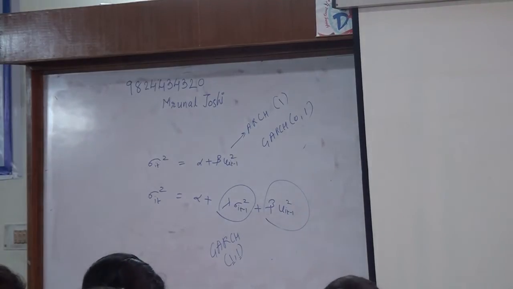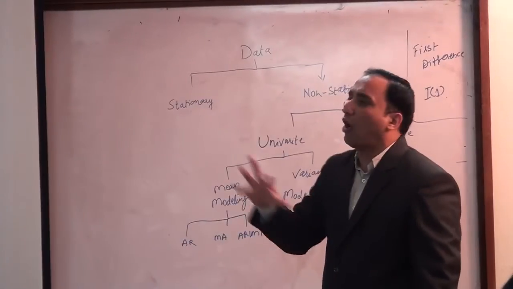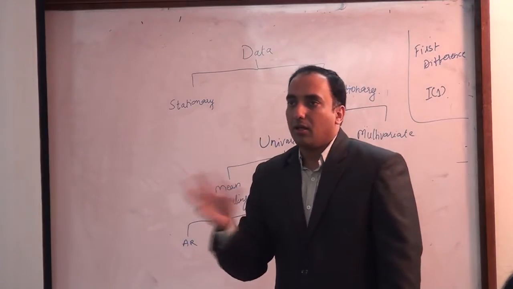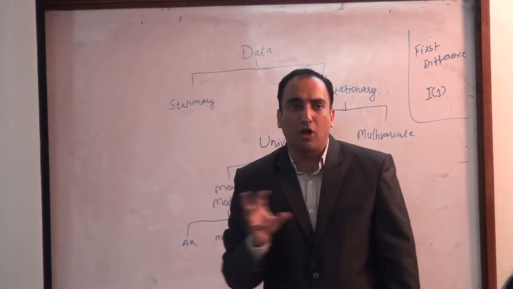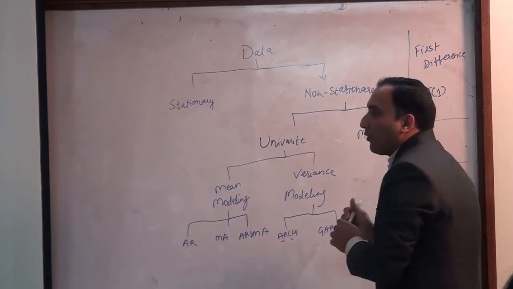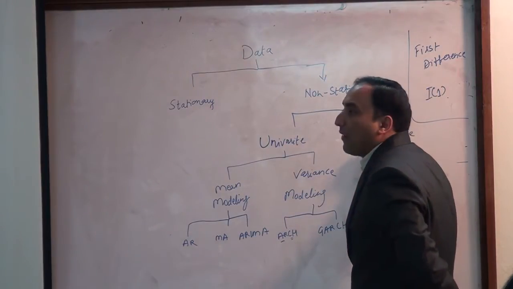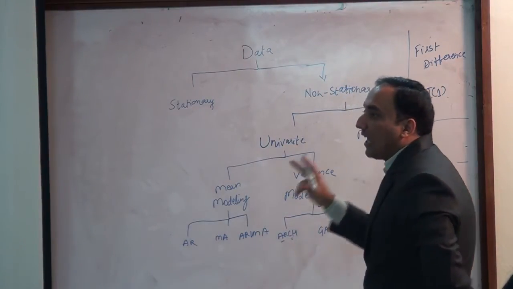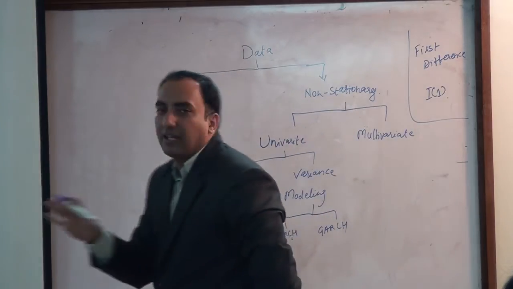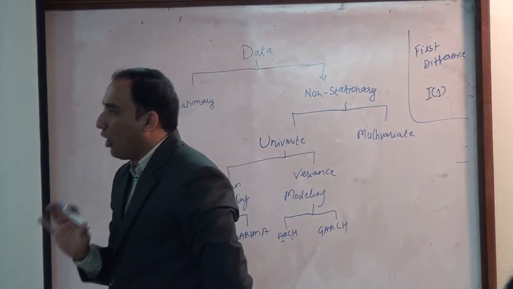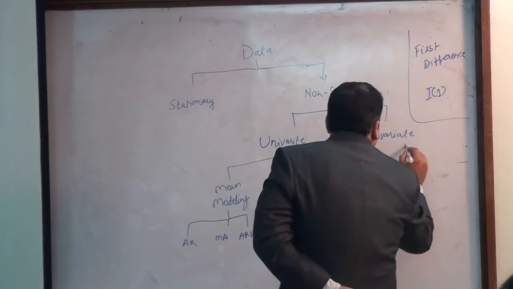So first we check for non-stationarity, then we see whether the variables depend on themselves or there is some correlation among different variables. If we have multivariate data, then we also have to see whether there is some relationship among variables or not. How do we do that?